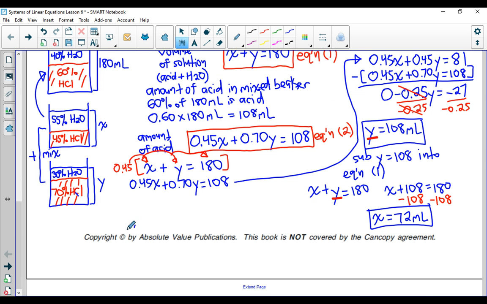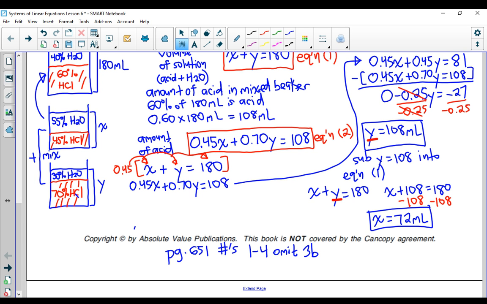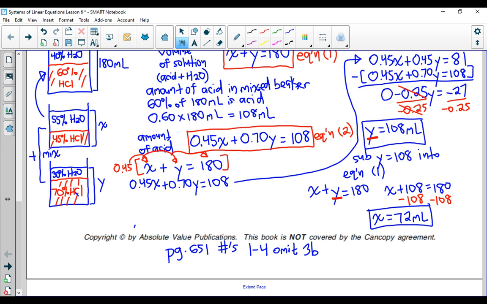All right, so we'll stop the lesson here, and the problems you can complete to practice this would be starting on page 651 and do numbers 1 through 4, but you can omit 3B. And I'll talk to you in the next lesson, which is the final one, where we deal with distance problems.